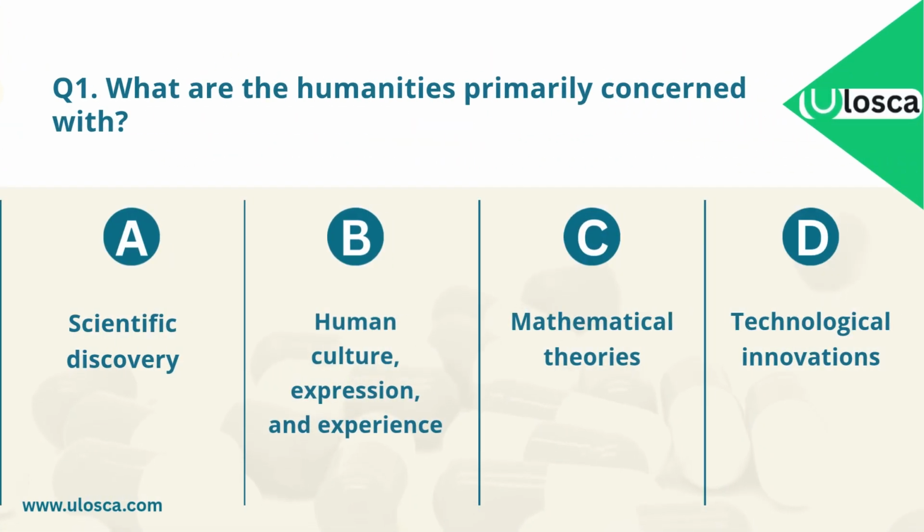Question 1. What are the humanities primarily concerned with? A. Scientific discovery. B. Human culture, expression, and experience. C. Mathematical theories. D. Technological innovations. Which one is the correct answer?